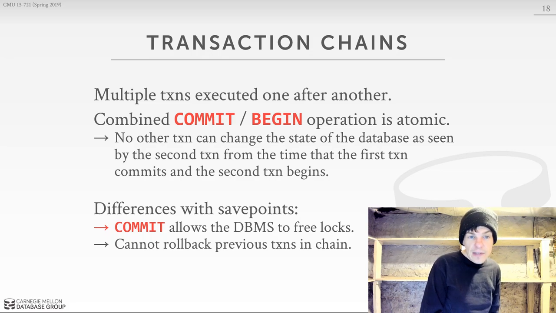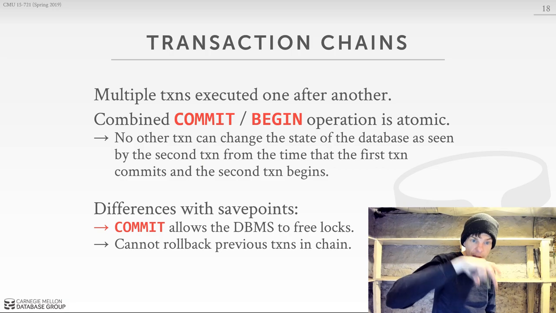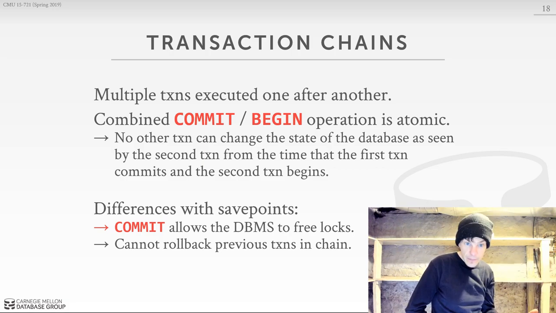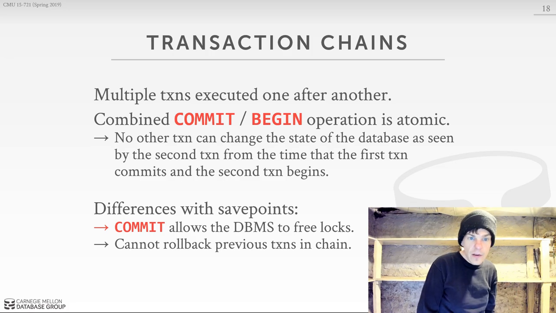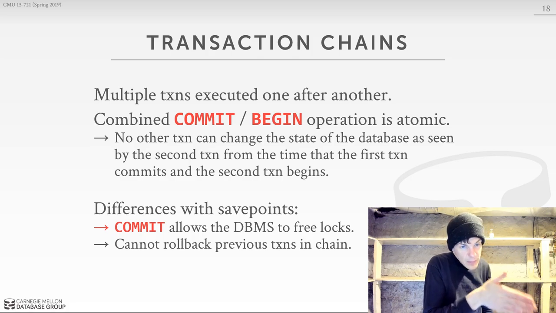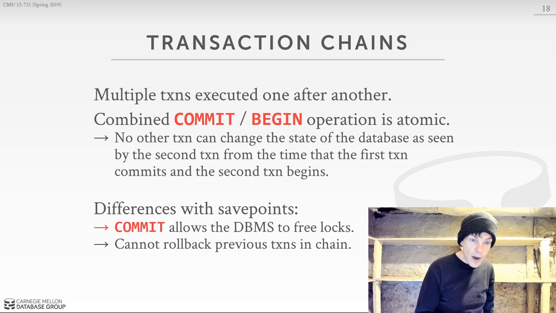With transaction chains, the idea is that we're going to execute multiple transactions one after another. What will happen is the commit of one transaction and the begin of the next transaction in the chain will be atomic, meaning that no other transaction is allowed to change the database state that will be viewed by the second transaction after the first transaction commits. We'll show an example of this in a second, but other transactions that aren't part of the chain could be modifying the database on different objects. That's fine, as long as they don't modify anything that was read by the first or second transaction in the chain, or written by the first and read by the second, in between the switch from one transaction to the next. Then we're fine.